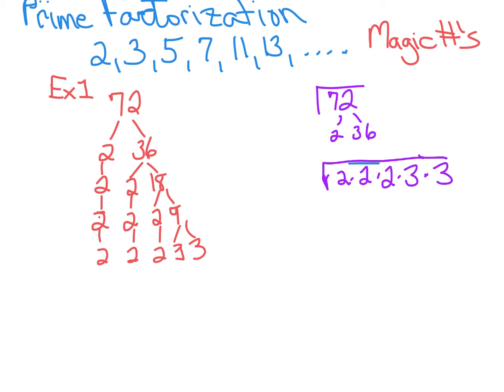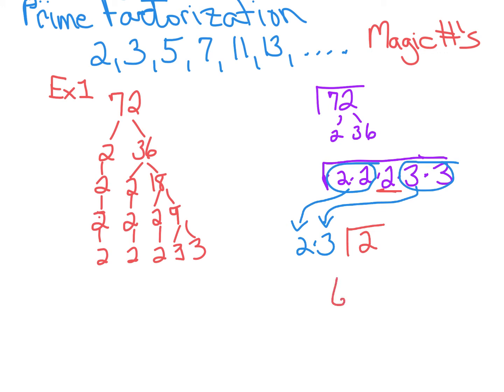Okay, so I have one pair of 2s. It comes out of the house on a date. I have a pair of 3s. That pair of 3s comes out of the house on a date. There's no pair to that 2, so he stays home. And now 2 times 3 is 6. So 6 square root of 2. And that is how you simplify a radical.